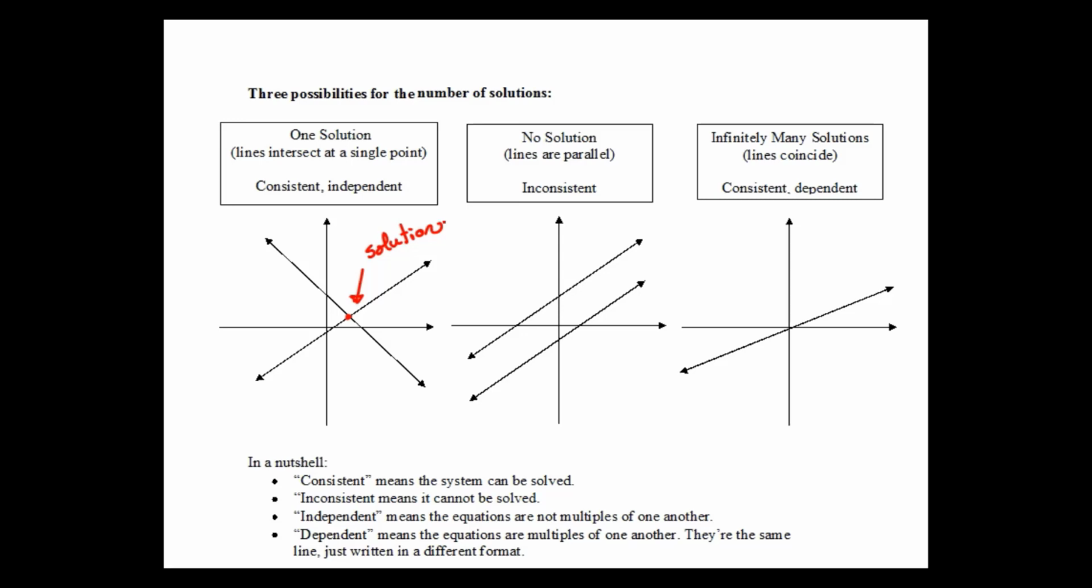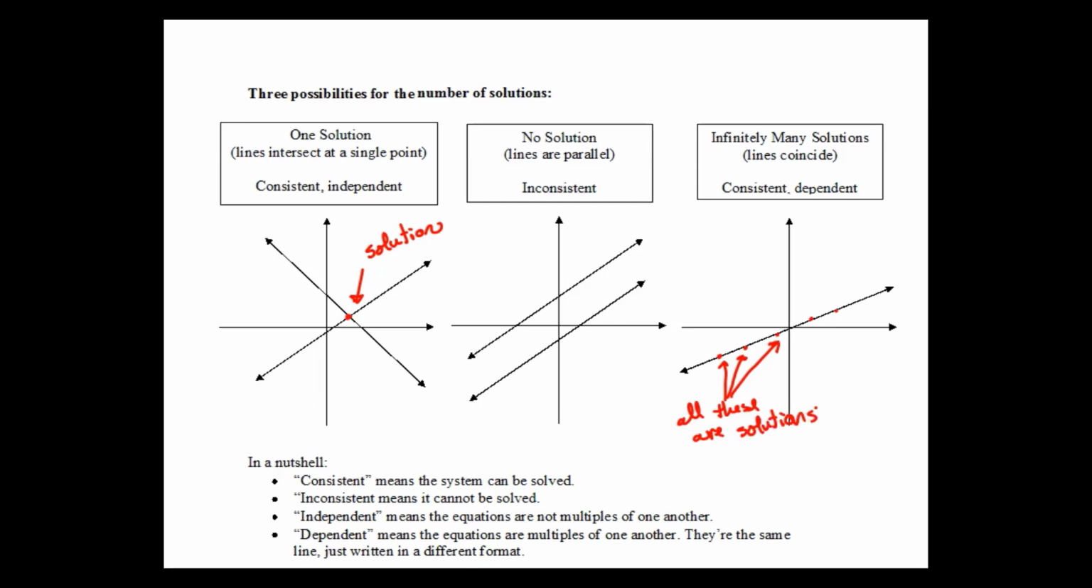And infinitely many solutions means that any point on the line is a solution. In other words, here's a solution, here's a solution, here's a solution. All of these are solutions, and of course all the ones in between as well, because these lie on both lines.